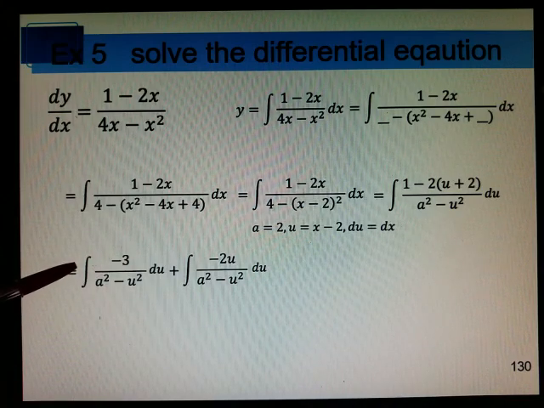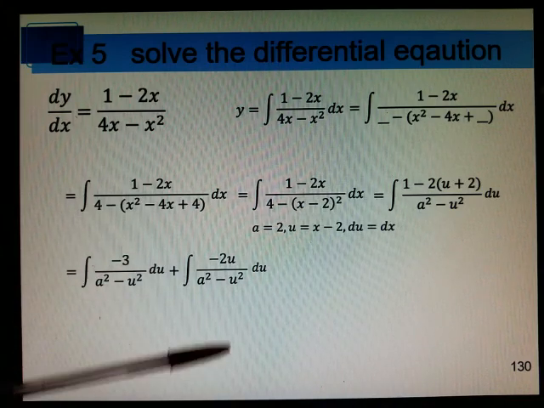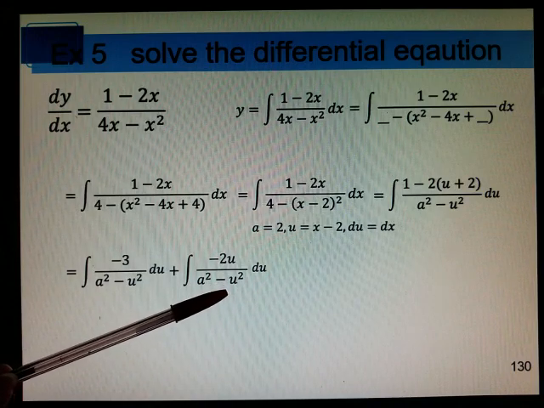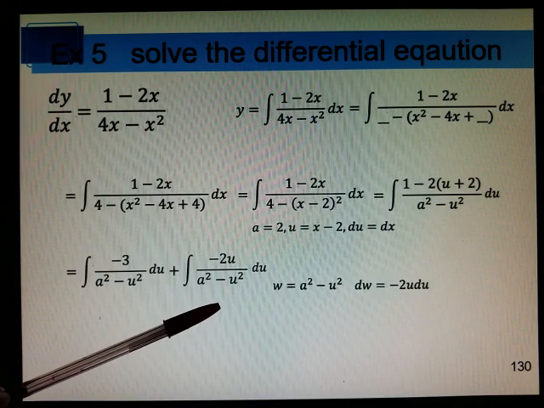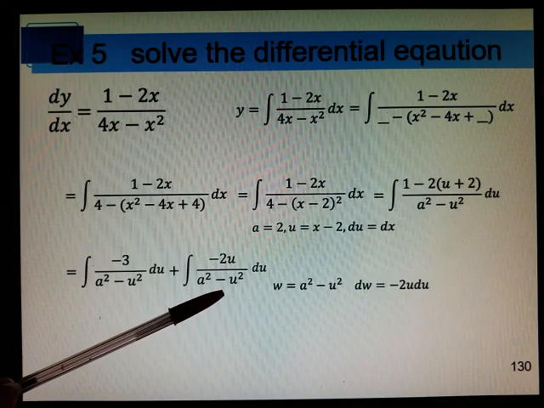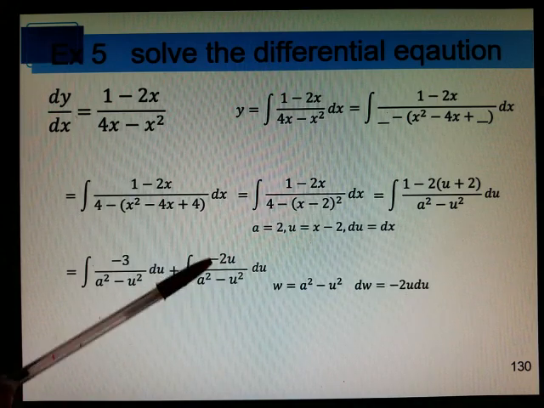Factor that negative 3 to a coefficient. This one's ready to go. This one is not ready to go. Now I have to do a w substitution. So w for that denominator, its derivative would be negative 2u du. See, this right here is my dw over w.